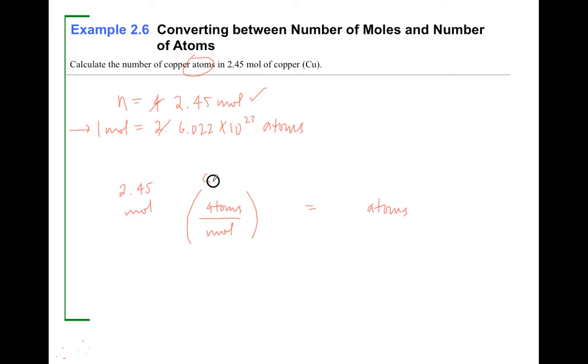There's 6.022 times 10 to the 23rd atoms for every 1 mole. Agreed? So we multiply those two numbers together. Pull out my calculator here. Just a moment. 2.45 times 6.022 times 10 to the 23rd.